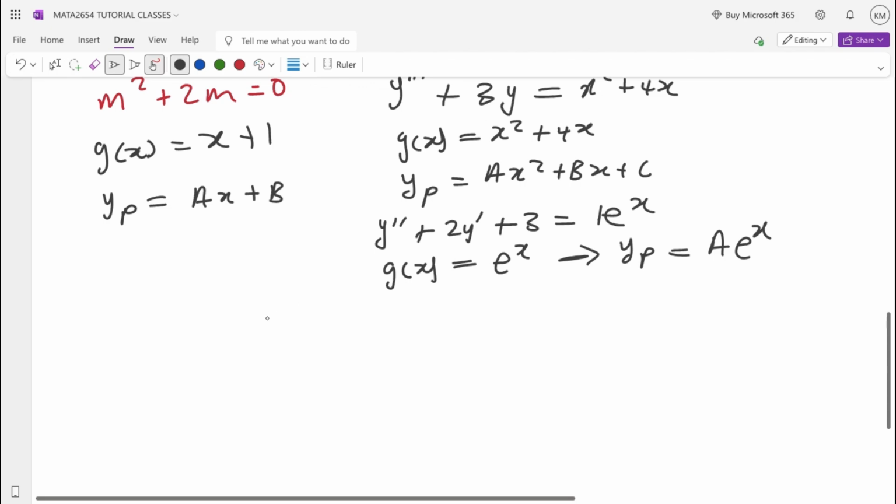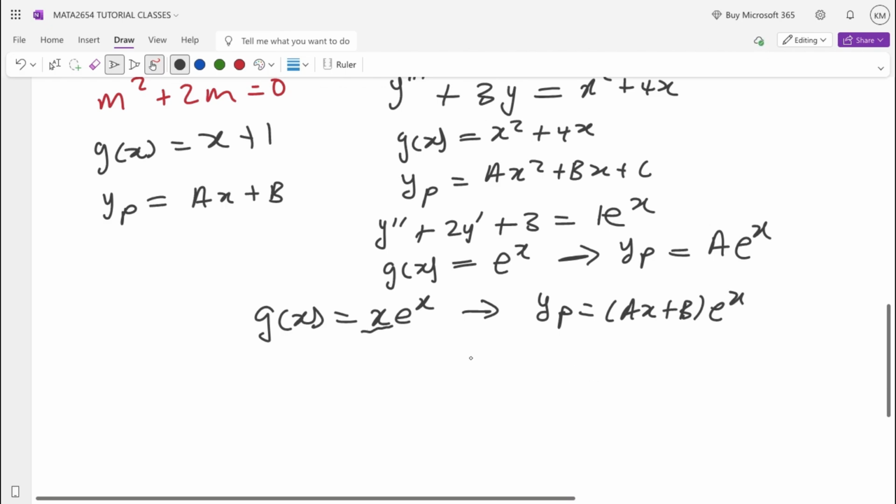So now let's say g(x) was xe^x instead of just e^x alone. Then what do we have in g(x)? This is a linear function times an exponential function. So we expect the form of a linear function to be there, then multiply that with the exponential function that you are given. Okay, so that is the whole basic idea of how you find your particular solution when you're doing a superposition approach. I'm not yet solving any problems.